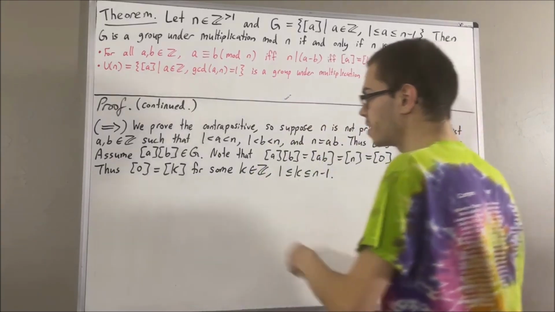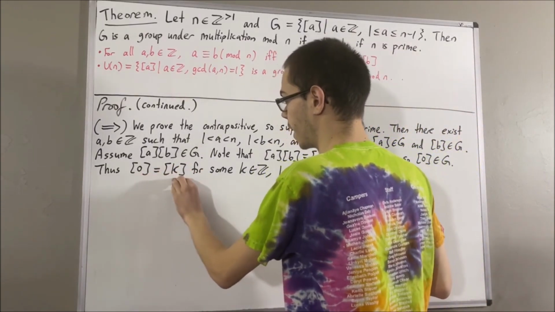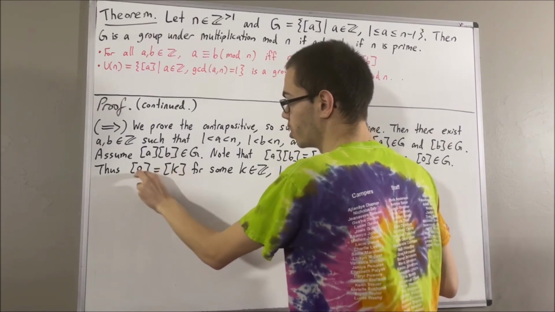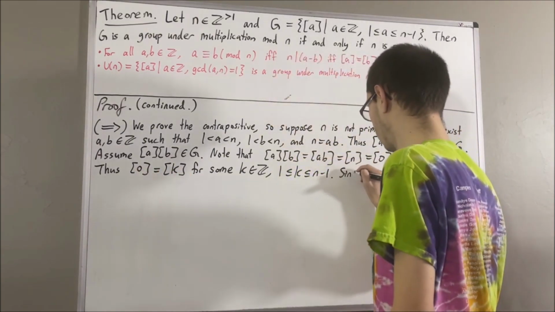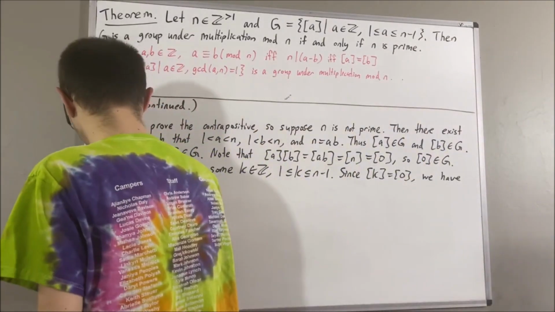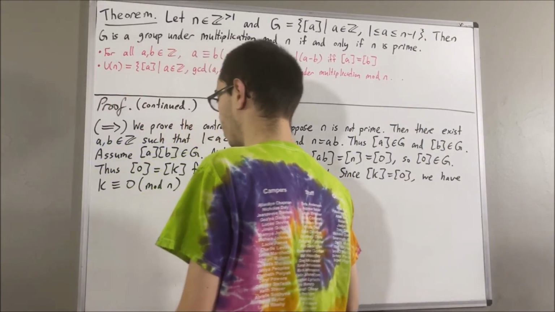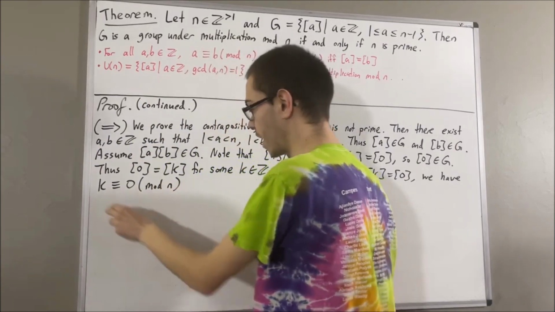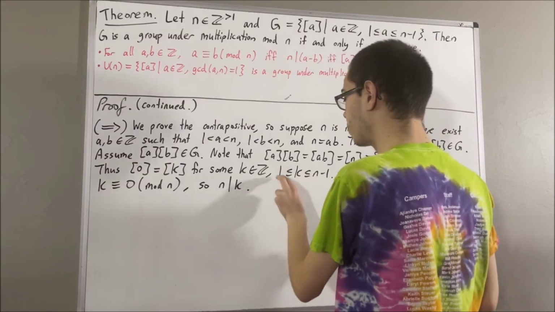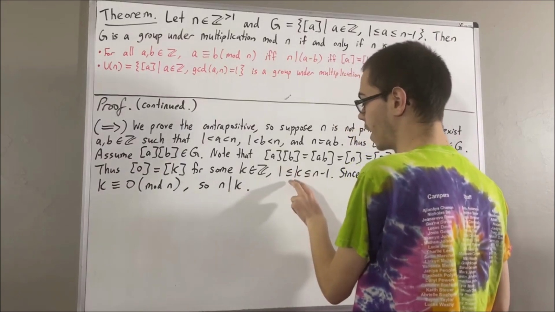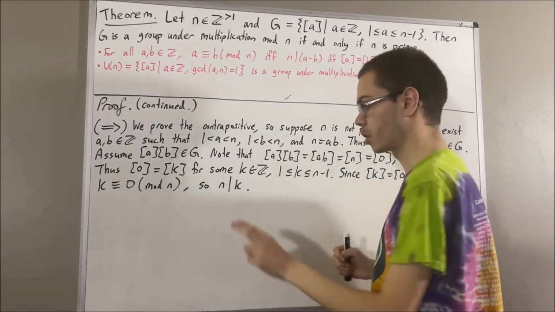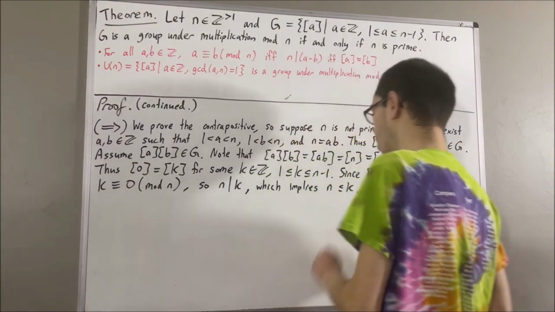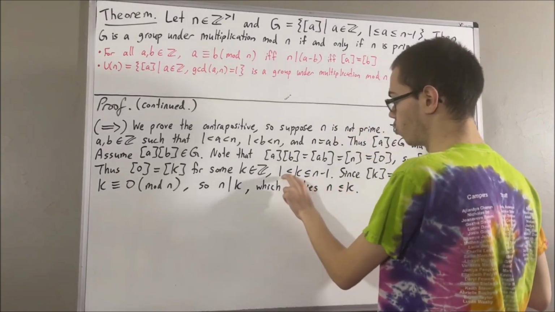But since the equivalence class of 0 and the equivalence class of k are equal to each other, this tells us that k is congruent to 0 modulo n. But then this means n divides k − 0, or in other words, n divides k. But k is a positive integer, so all of the divisors of k are less than or equal to k. So in particular, n is less than or equal to k. But this contradicts the fact that k lies between 1 and n − 1.